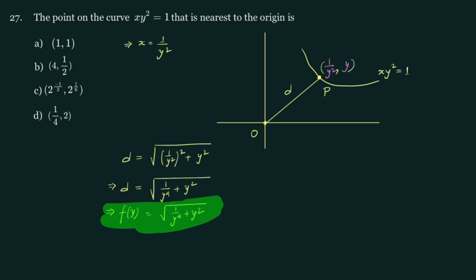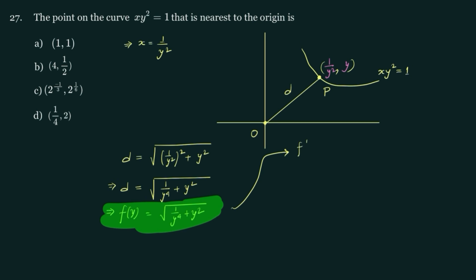Now I have to minimize this, because to minimize this means to minimize the distance, because we are finding the point which is very close to the origin. Okay, now since my function is ready, we know how to find the point of minima, and that would be my answer. So for that I have to differentiate this function f of y with respect to y.